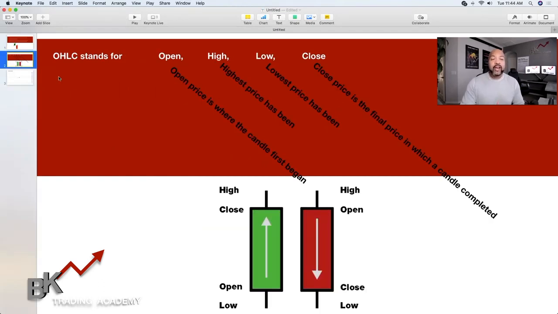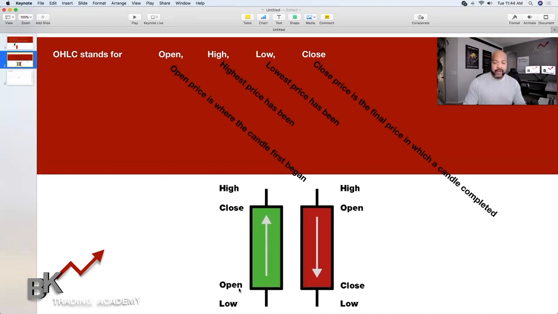OHLC stands for open, high, low, and close. The open price is where the candle first began. Let's look at this green candle here. This is the open price where it first formed. And then the high is the highest price it reached within the specific time frame. The L stands for the lowest price, which is down here. And the close price is the final price at which a candle completed, right before it transitioned to another candle.